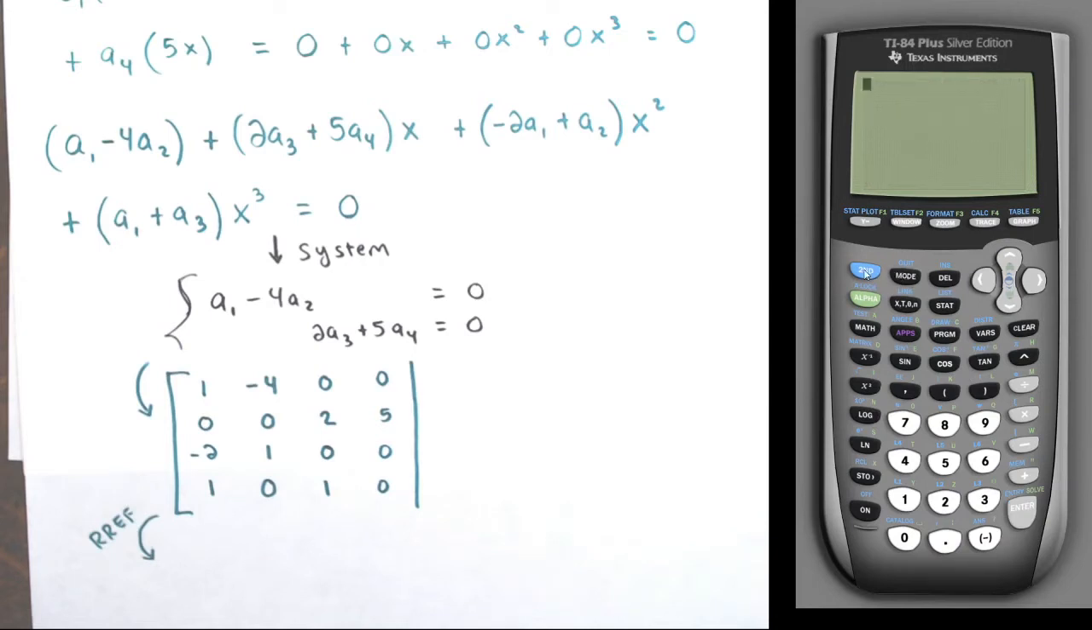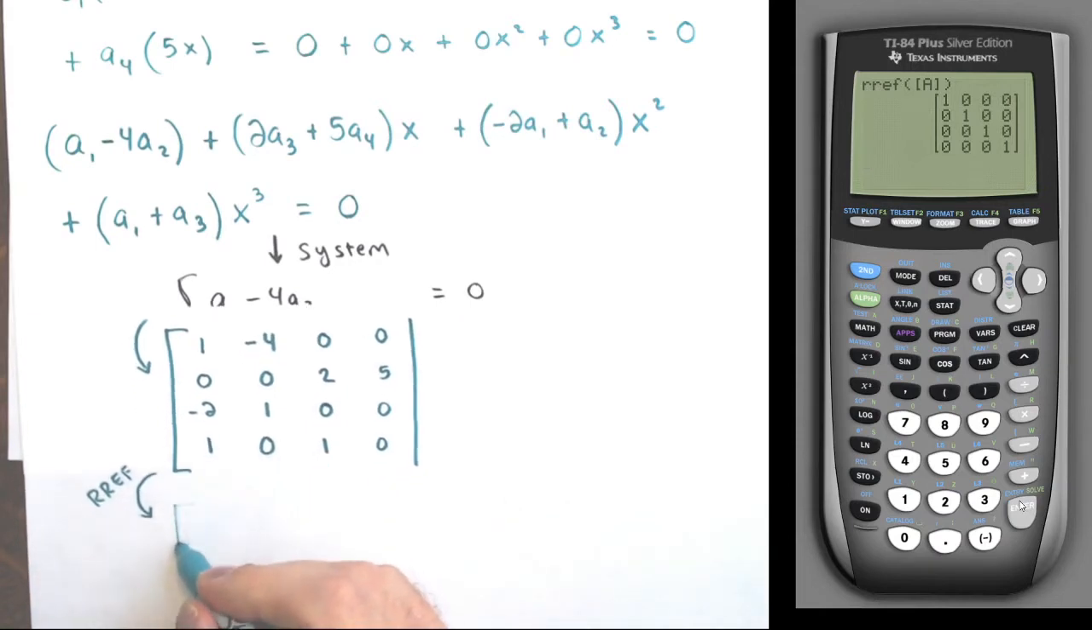Hopefully I've entered everything correctly, and then back to the matrix menu, and I want to put it in reduced row echelon form, RREF, in the math area under the matrix. And then go back to the matrix, enter matrix A, and here we go. And look, that's the identity matrix, the 4 by 4 identity matrix.